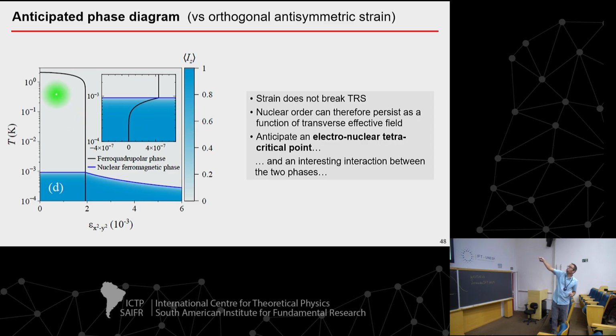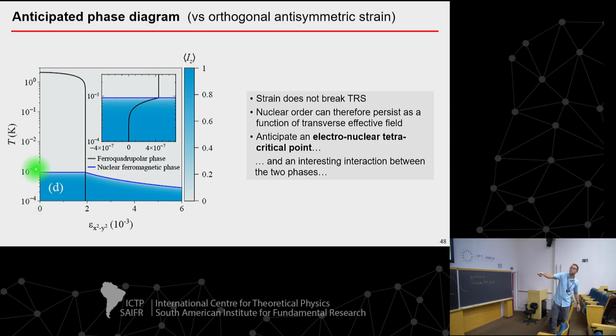But if I now go to the other effective transverse field, which was the orthogonal antisymmetric strain, that doesn't break time reversal symmetry. So now in the presence of that effective transverse field for the quadrupole order, I can still break time reversal symmetry and have the ferromagnetic nuclear order. So now the anticipated phase diagram, calculated at a mean field level, involves the ferroquadrupole order suppressed by the transverse effective field, the orthogonal antisymmetric strain.